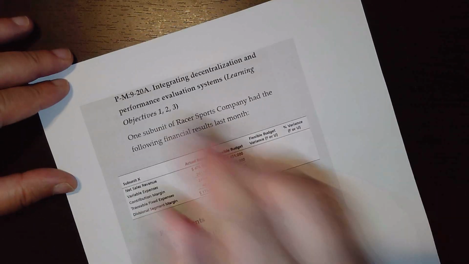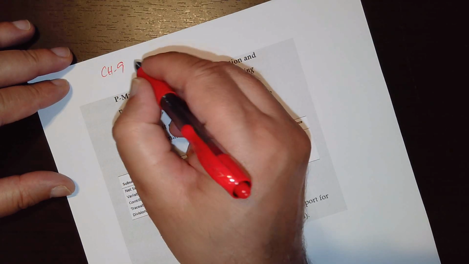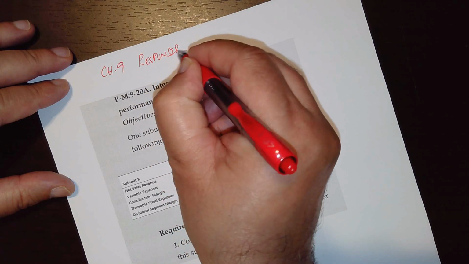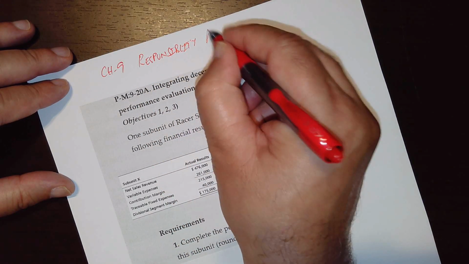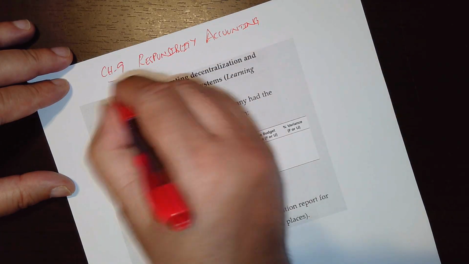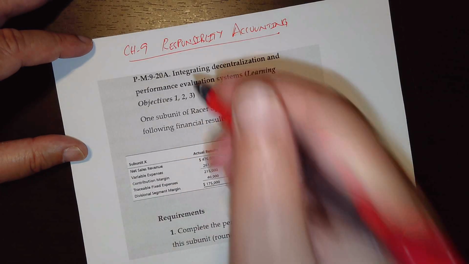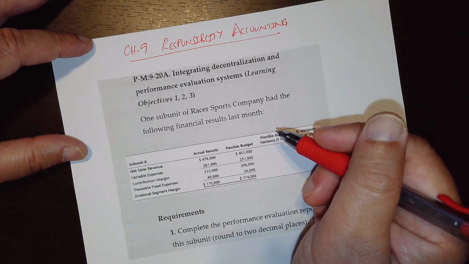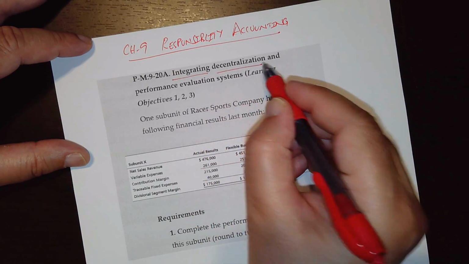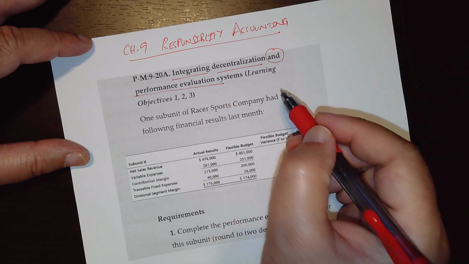Scholars, today we are going to talk about chapter number 9, which is responsibility accounting. For this chapter, I picked this question from the end of the chapter: integrating decentralization and performance evaluation system.